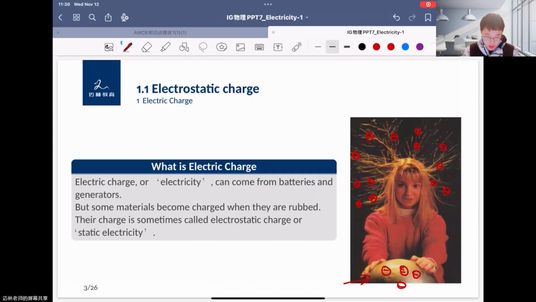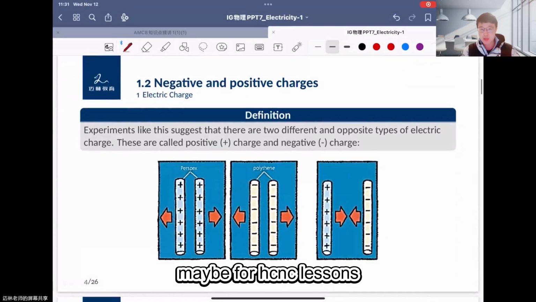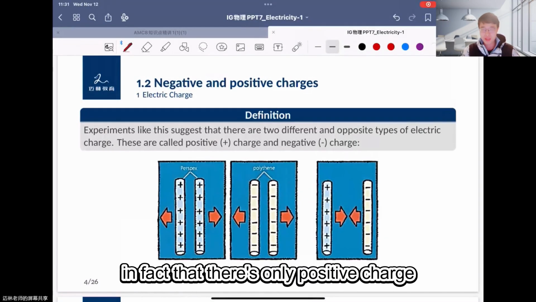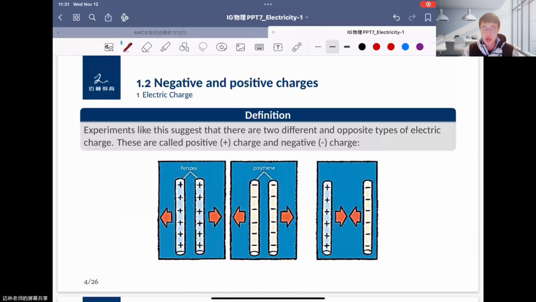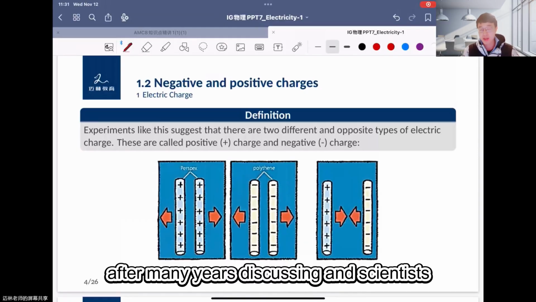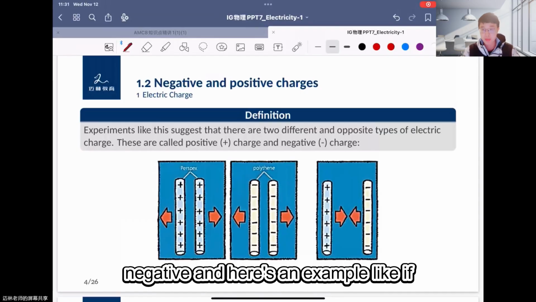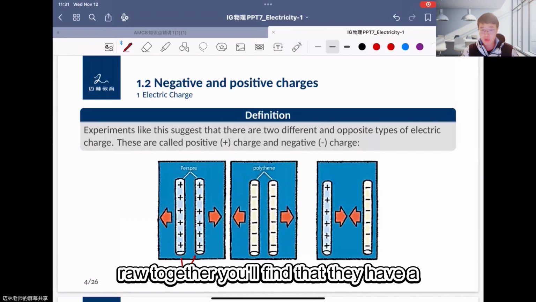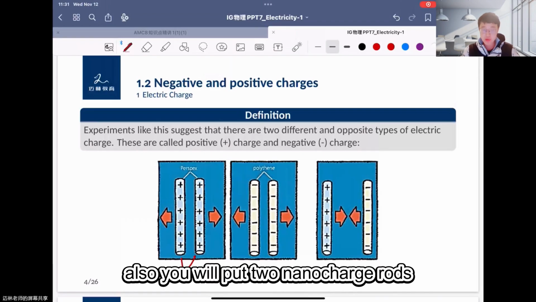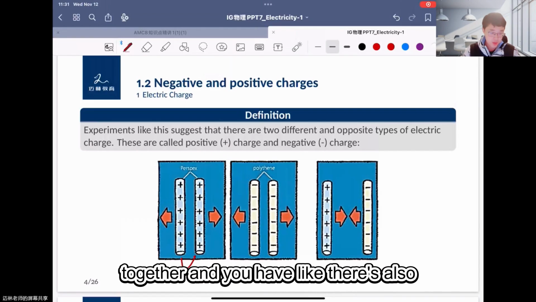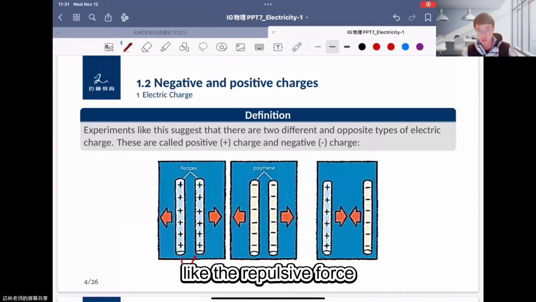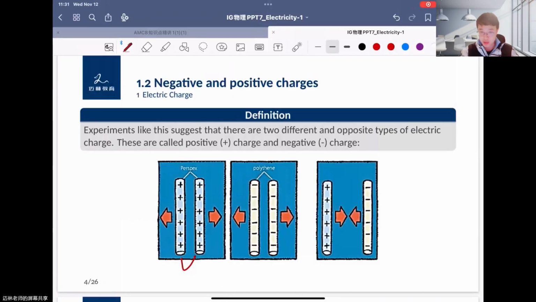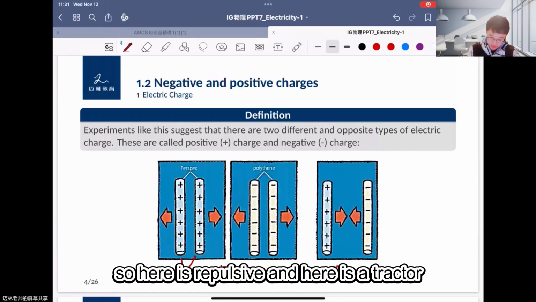For IGCSE lessons, we only discuss positive charge and negative charge, and in fact there are only positive and negative charges in the world. After many years of discussion, scientists found that there are only positive and negative. Here's an example: if you put two positive charged rods together, they have a repulsive force. If you put two negative charged rods together, there is also a repulsive force. But if you put a positive charge and a negative charge together, they have an attractive force. Here is repulsive and here is attractive.